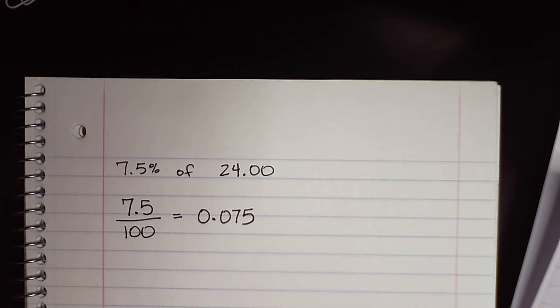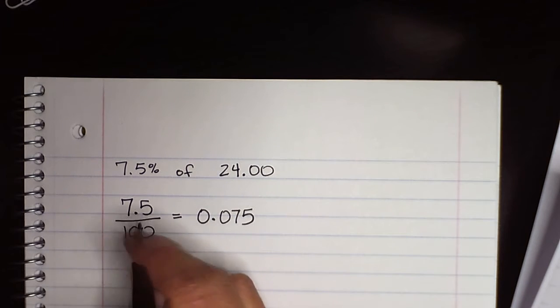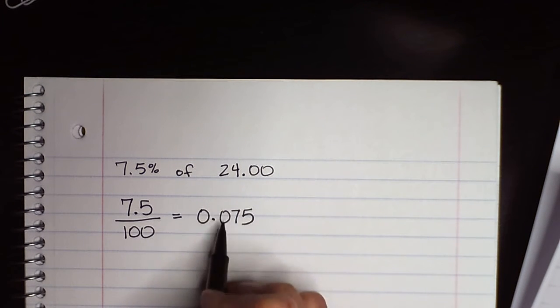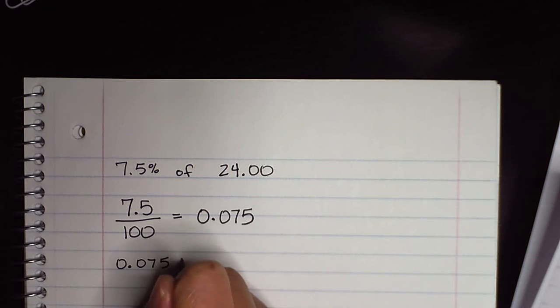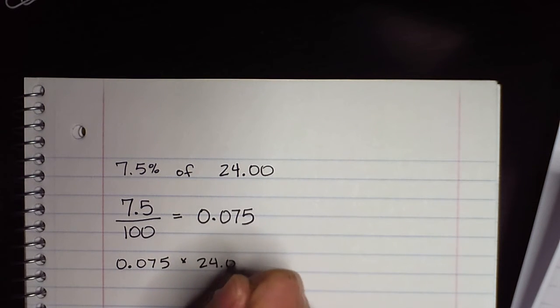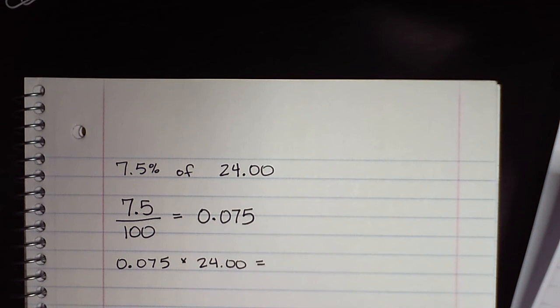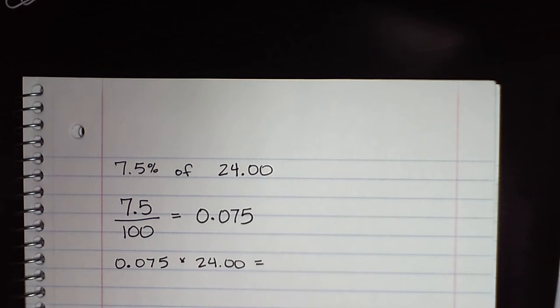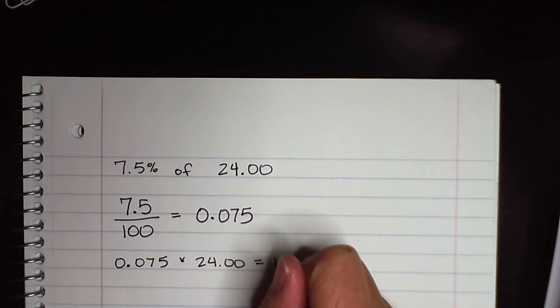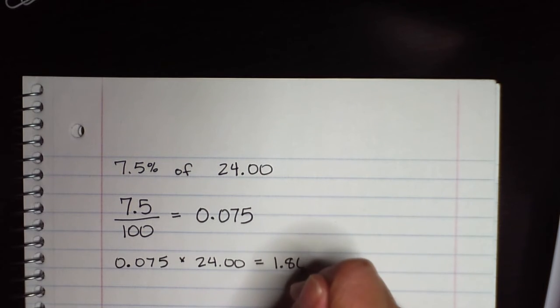Once you know how to write 7.5% as a decimal, 0.075, in order to find 7.5% of 24, you just have to multiply those two numbers together. So I can do it in either order. It doesn't matter with multiplication, 0.075 times $24. And you could do this by hand, certainly, or you can just grab a calculator and you can do 0.075 times $24 equals, and you get 1.8. Now, if you remember, we're talking about money, so I know that that must mean $1.80.